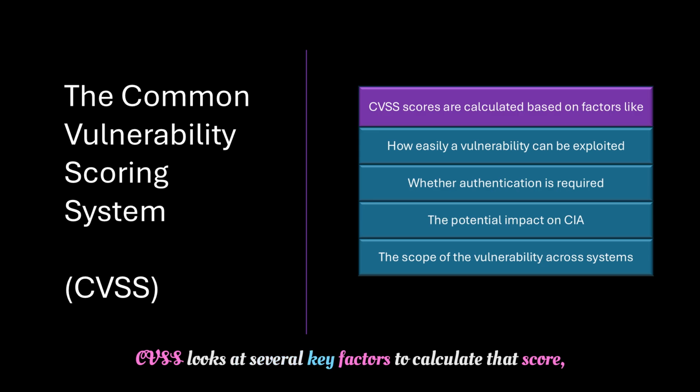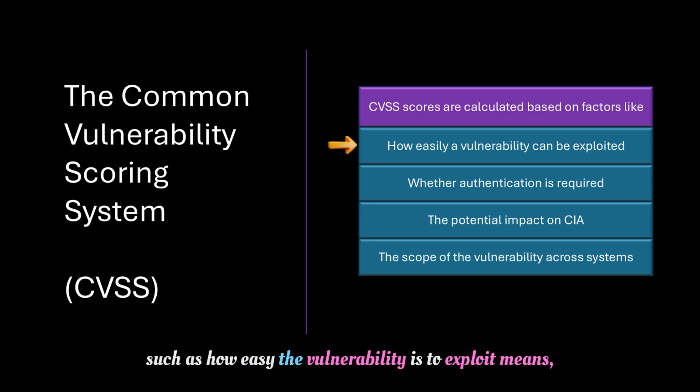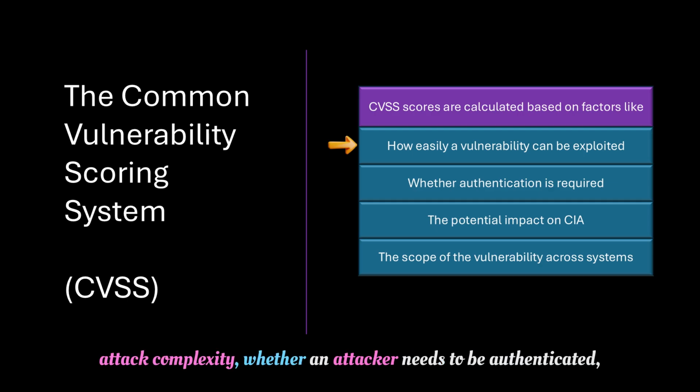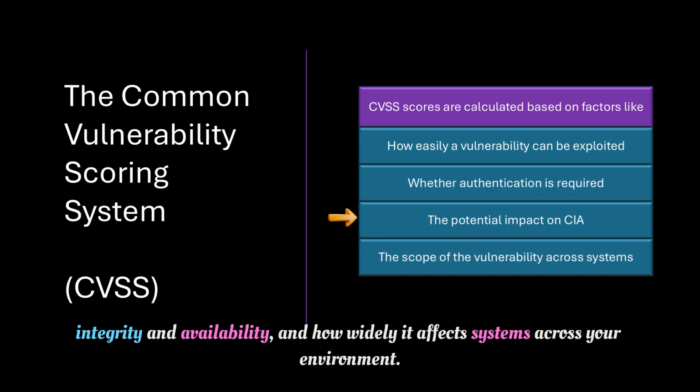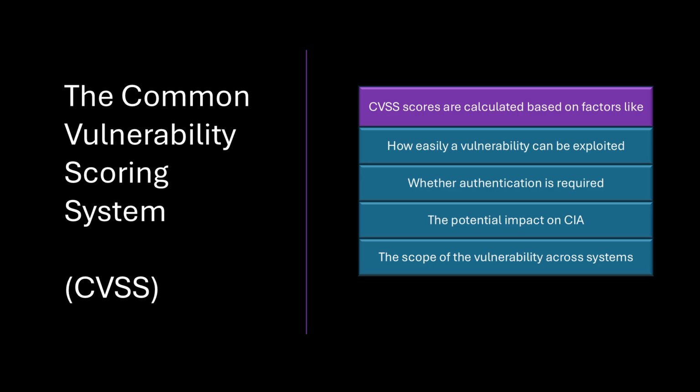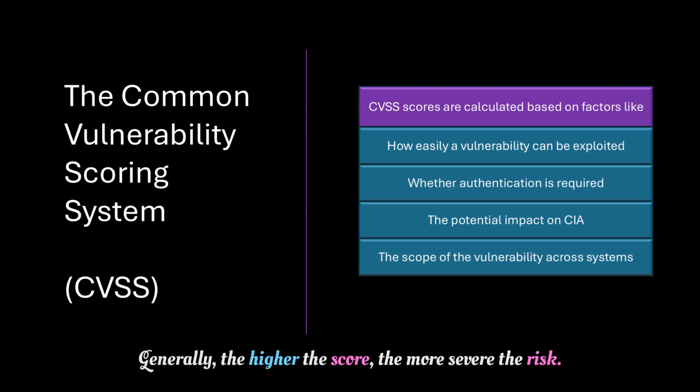CVSS looks at several key factors to calculate that score, such as how easy the vulnerability is to exploit, meaning attack complexity, whether an attacker needs to be authenticated, how much it impacts confidentiality, integrity, and availability, and how widely it affects systems across your environment. Generally, the higher the score, the more severe the risk.